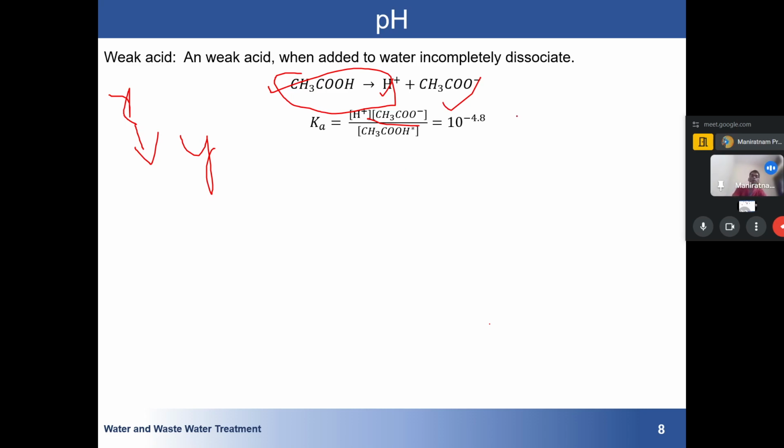And I have already said that every acid dissociates at some particular equilibrium constant. From experiment, it has been found that the equilibrium constant is 10 to the power minus 4.8.